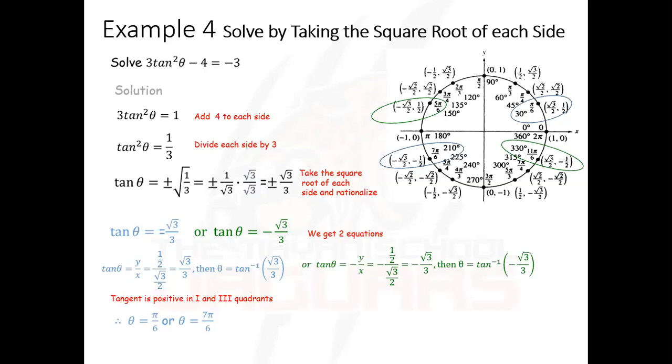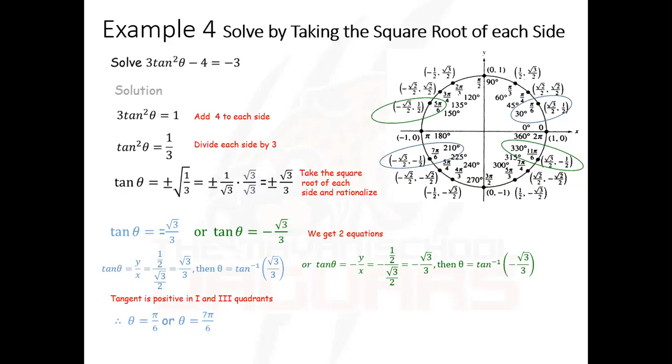If I use any of these, tangent of theta will be negative y over x. It will be negative. For example, if I use the one in the fourth quadrant, negative 1/2 over square root of 3 over 2, and I simplify this, I get negative square root of 3 over 3. I can do exactly the same with the other pair in the second quadrant, where the x coordinate is negative and the y coordinate is positive. Negative divided by positive is negative, so it also leads to tangent of theta equals negative square root of 3 over 3.